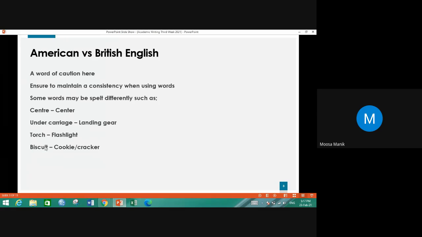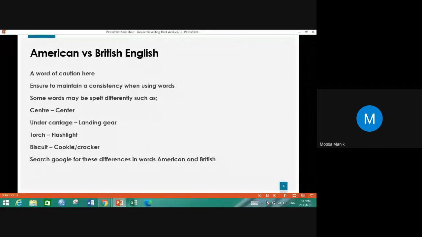But make sure that you're consistent, whether it is British or American. Just stick to one of those. Don't shuttle back and forth between American and British English, and that probably won't be appreciated by your lecturers.